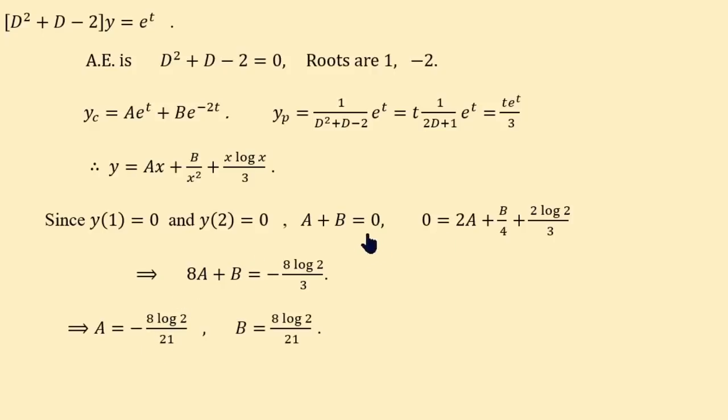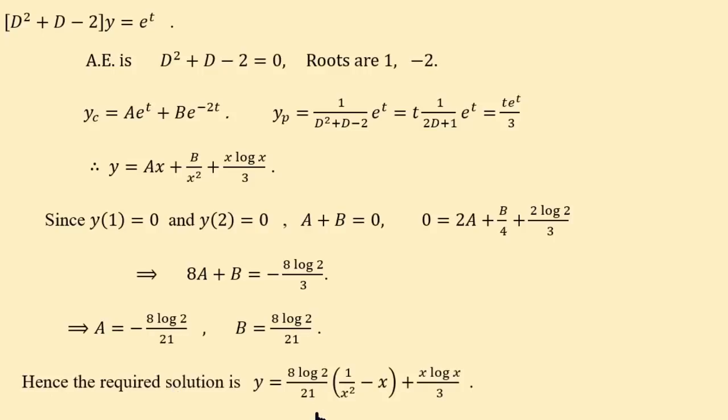Since b is minus a, 8a minus a is 7a. Therefore, a is dividing by 7, denominator is 21. a is minus 8 log 2 by 21 and b is minus a. See this, b is minus a and hence b is 8 log 2 by 21. a and b are similar, but a is negative, b is positive. See here, a is negative, b is positive, means take that common term outside and interchange this.